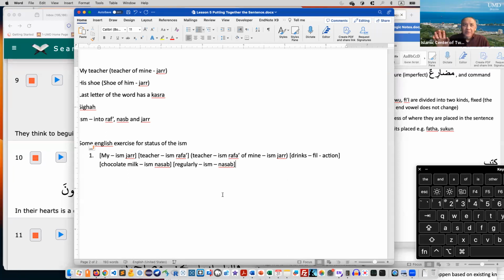So that's how you break it down. You got the whole sentence: my teacher drinks chocolate milk regularly. First thing is, which one is the isim? Which one is the fi'l? And then what is the status of that isim? Okay, let's try one more.